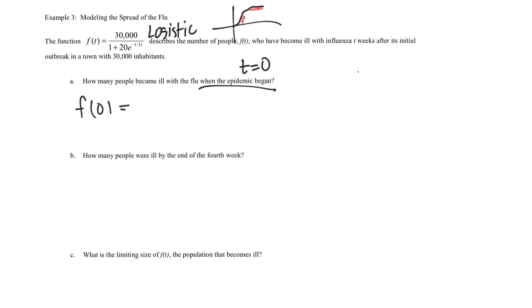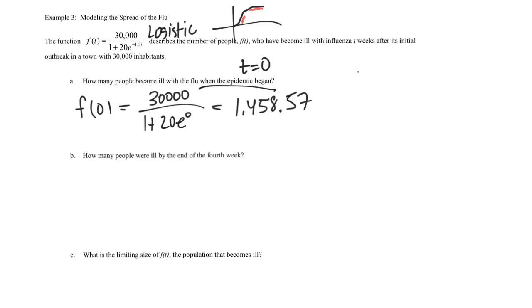I'm going to take my function and plug in 0. So 30,000 divided by 1 plus 20 e to the 0. And just using my calculator real quick to get the answer here, I'm going to get 1,458 people. And there's a decimal here, 0.57. I'm not going to worry too much about decimals and people. Let's just put the decimal and not worry too much about it, and let's just follow that rule of thought there.